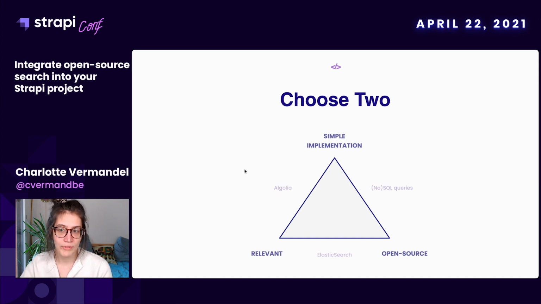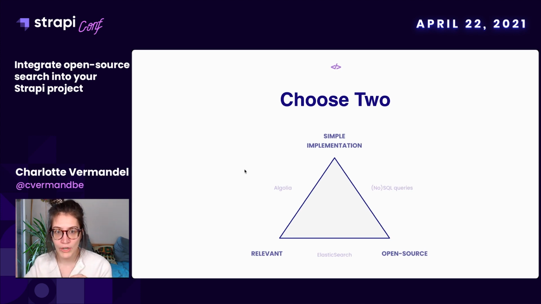The other one is open source. Maybe you have an open source philosophy. Maybe you want the security to put your data on your servers. And then you have relevancy. When you make a query, are you satisfied by the returned results? So this is a compromise triangle. You can only choose two. You can never take the three.